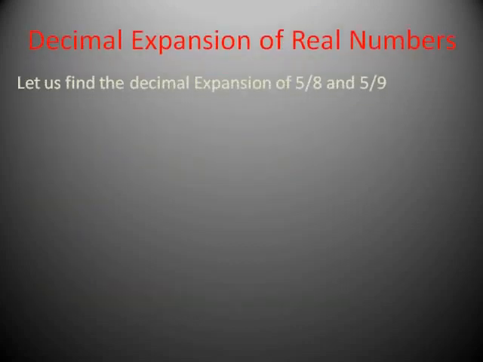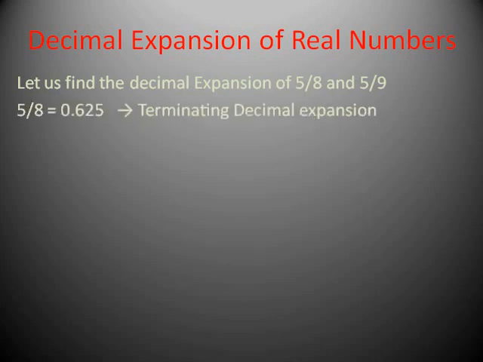Next topic we are going to discuss, that is decimal expansion of real numbers. Let us find the decimal expansion of 5 by 8 and 5 by 9. When we divide 5 by 8, we obtain the quotient 0.625 and the remainder is 0. So here we have to note that when the remainder is 0 and the decimal expansion terminates with a finite number of terms, such type of decimal expansion is called terminating decimal expansion.